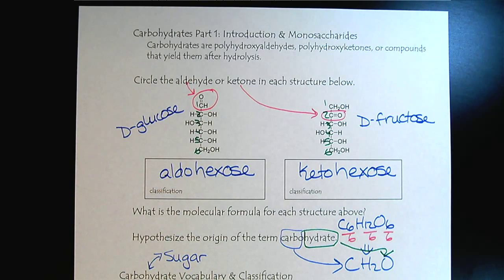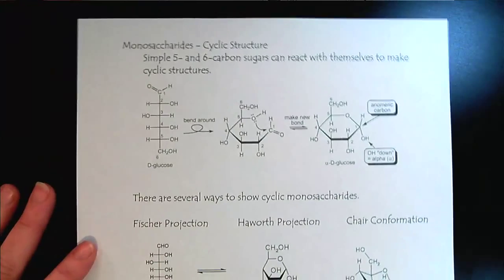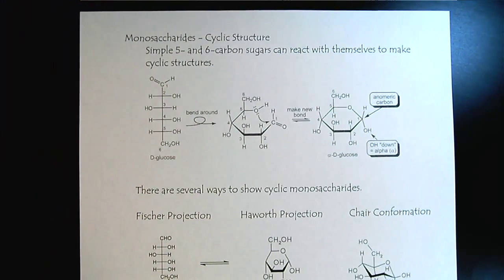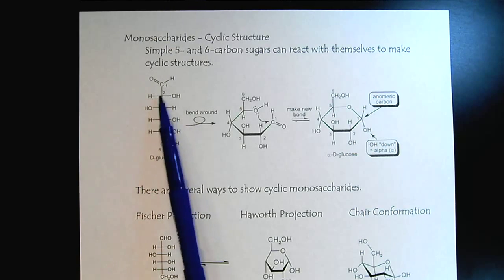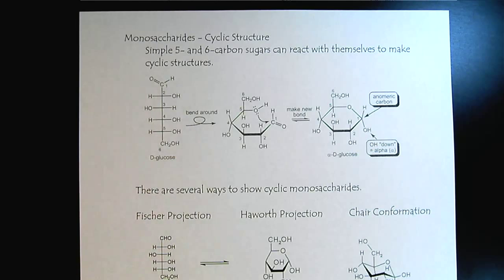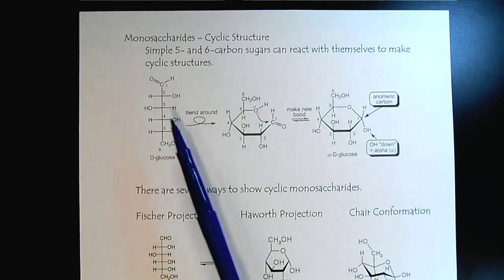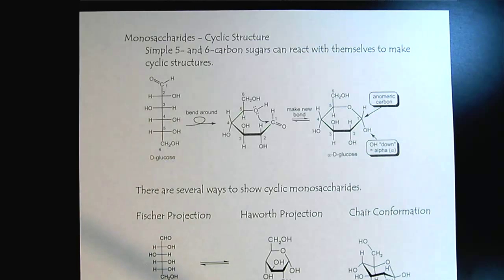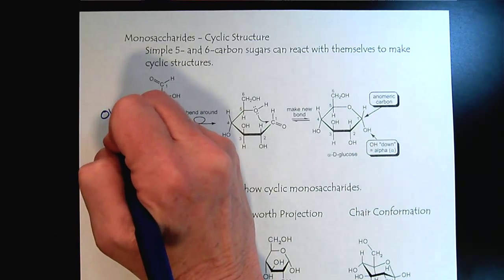Alrighty, and now that's our introduction, so we'll move on to monosaccharides. There's quite a bit to talk about there. So the first thing that we need to understand is that when we're first introduced to the monosaccharides, the simple sugars, we see them in their Fischer projection. We've been introduced to that before, where the horizontals are the wedges and the verticals are the dashes.